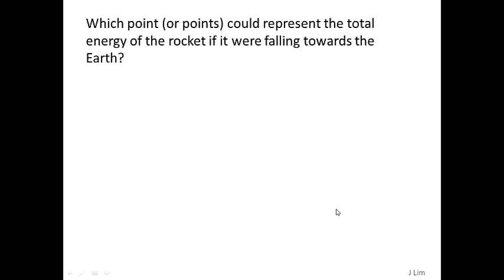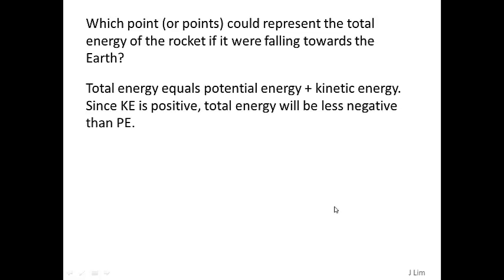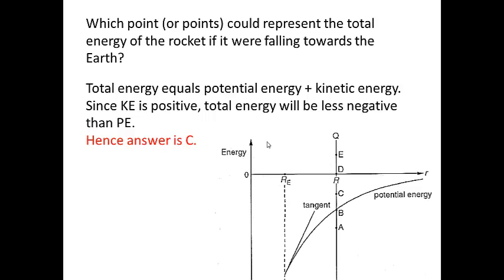Which point or points could represent the total energy of the rocket if it were falling towards the Earth? So the total energy equals potential energy plus kinetic energy. So when it's falling towards the Earth, the kinetic energy is positive. So the total energy will be less negative than potential energy. So the answer is C.